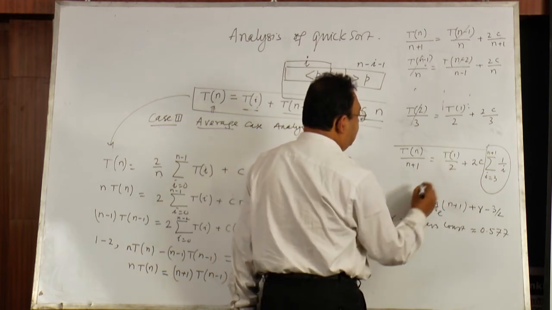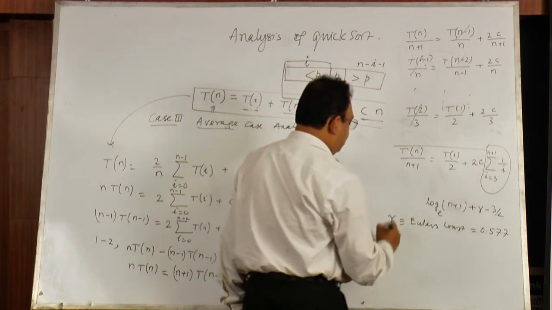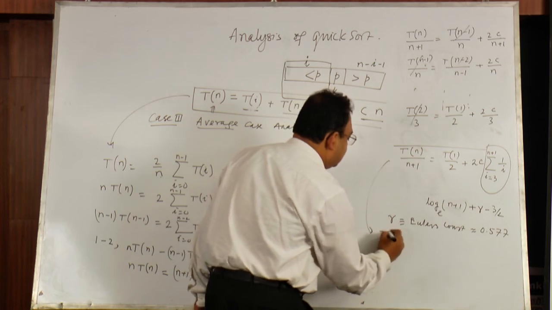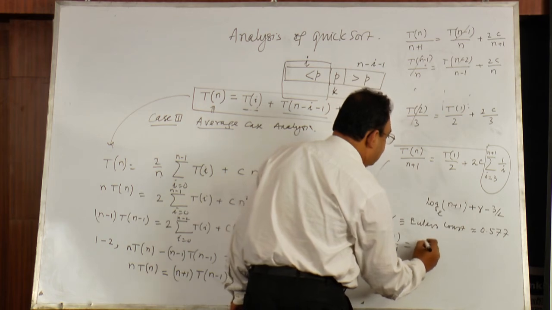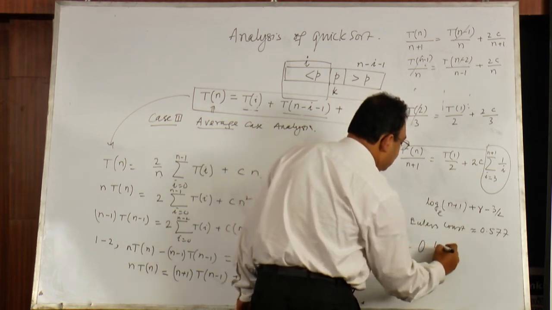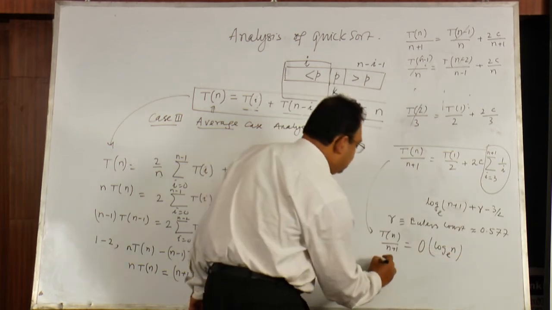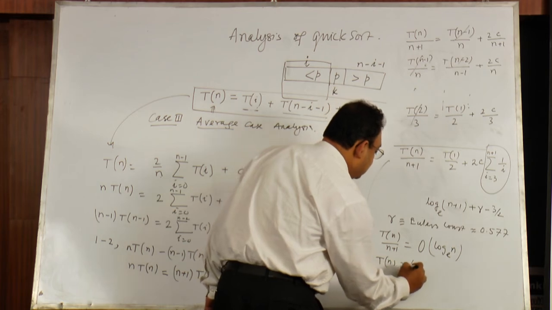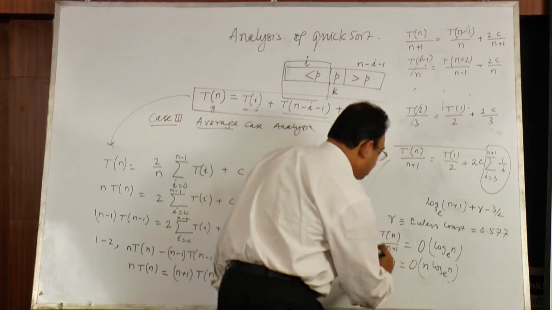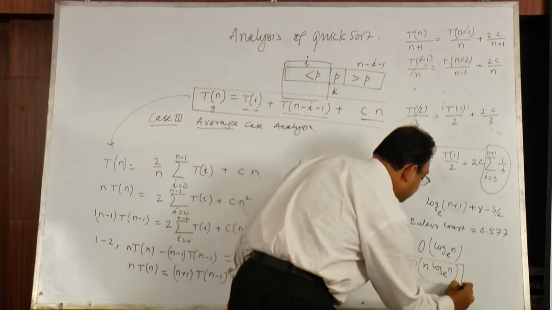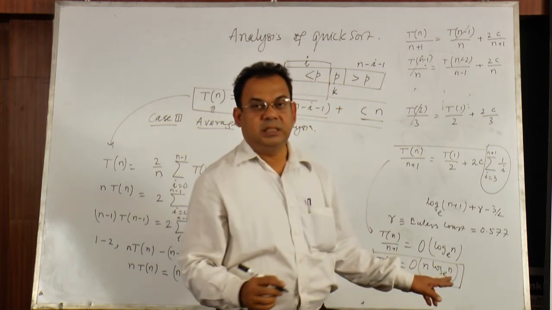So, the right hand side is order of log n term. So, we can have from this T n by n plus 1 is order of log n base e terms. So, T n is order of n log n base e. So, this is the average case analysis, where the running time is n log n, but here the base is e.